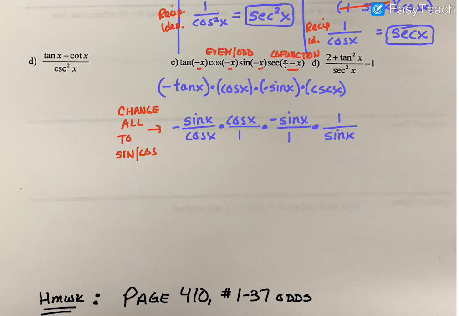So when we change this all to sine and cosine, if you need a little more stuff to write down, we used quotient and we used reciprocal as the two ways.